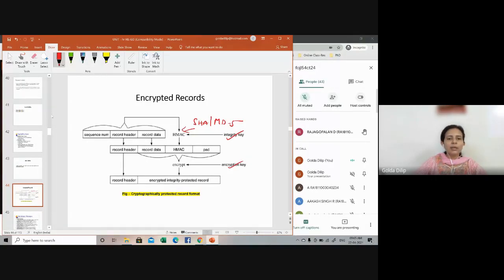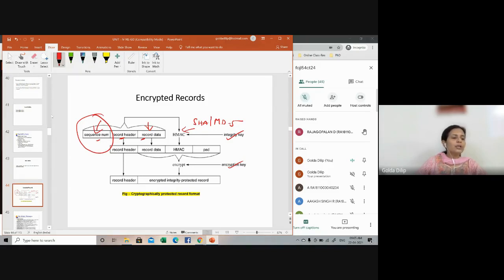It takes two arguments: one key, and then the data. You can see the data part, the record data part. It has the sequence number followed by the record header, and then the data. This sequence number is actually not transmitted. It is only used for the MAC calculation. Sorry, not secret number, the sequence number.